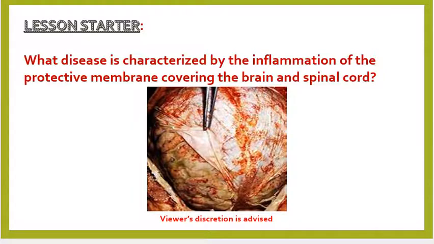Now look at this picture carefully. It's not nice to see. It represents the human brain with destruction of the membrane covering the brain. So my question is, what disease is characterized by the inflammation of the protective membrane covering the brain and spinal cord?